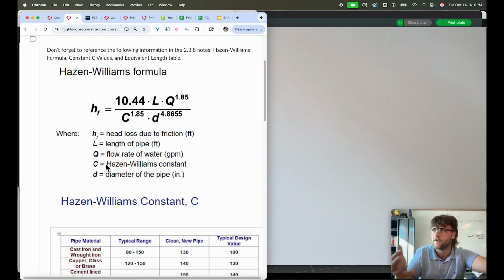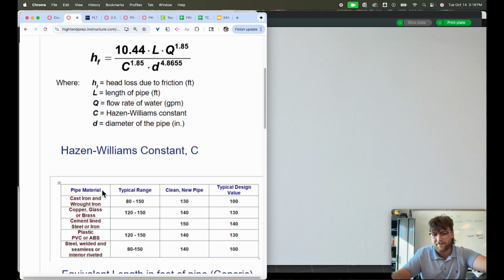Just like, if you remember, we were doing the stormwater runoff, Q equals CIA. C in that case was dependent on the material type, right? We had different C values for forest land, for neighborhoods, etc. It's basically the same case here for C, except it's going to be different materials, right? So it's these pipe materials down here.